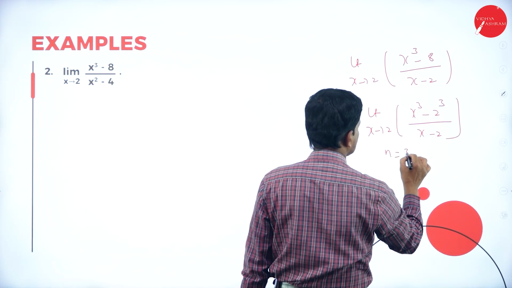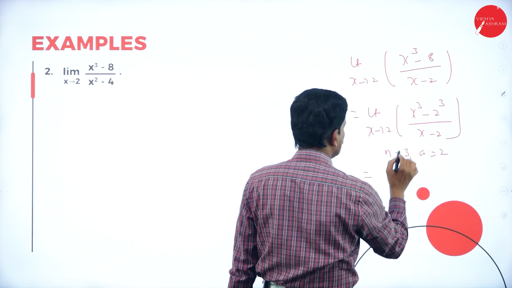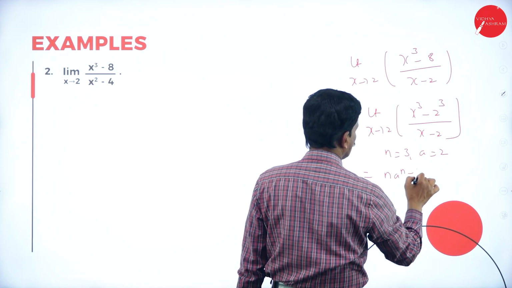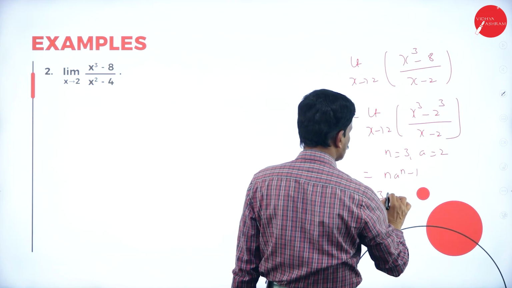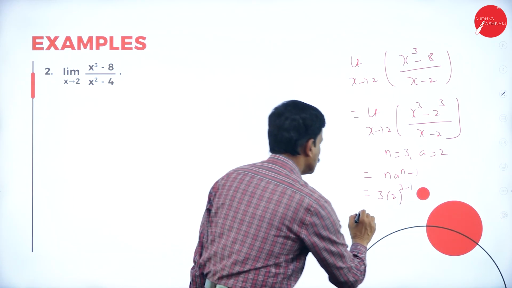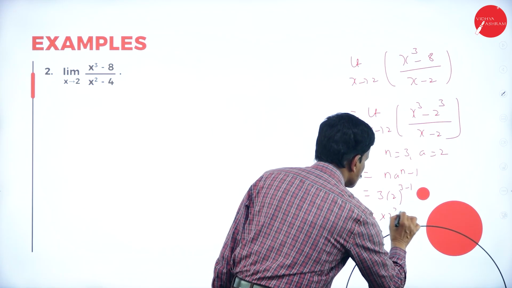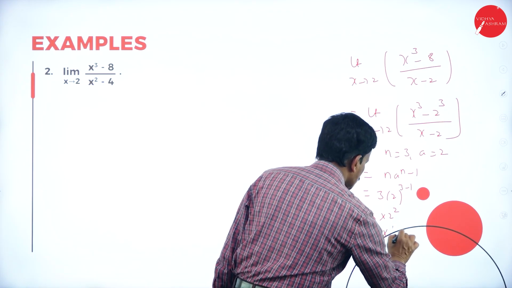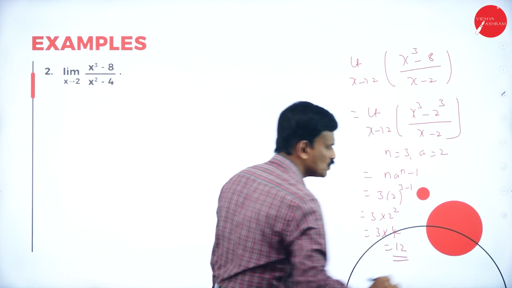What is n? n is 3. What is a? a is equal to 2. n a to the power of n minus 1: n is 3 into a is 2 to the power of 3 minus 1. Now, this is equal to 3 into 2 square. That is nothing but 2 square is 4, 4 threes are 12. 12 is the answer.